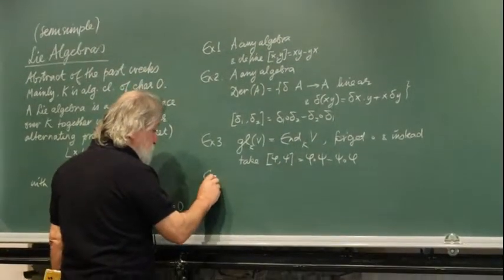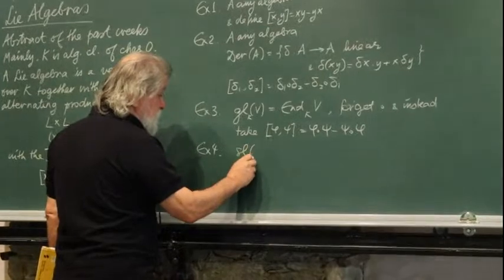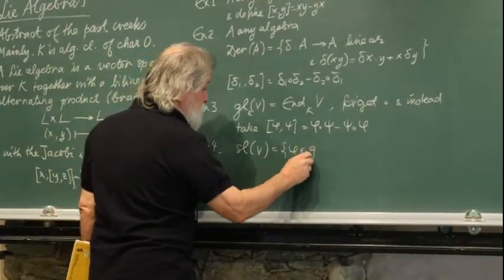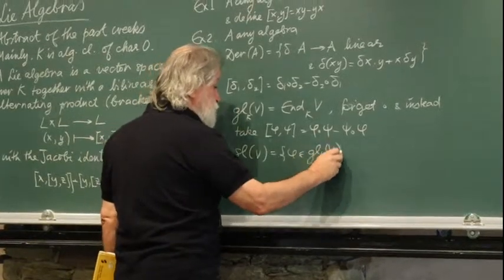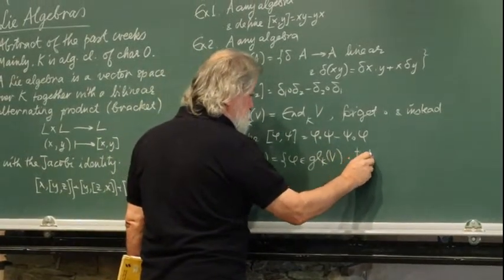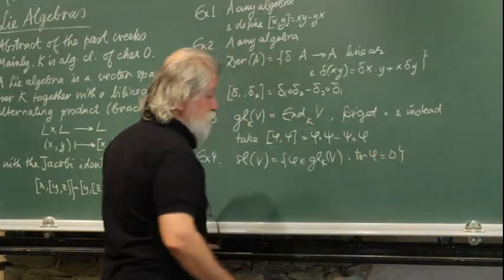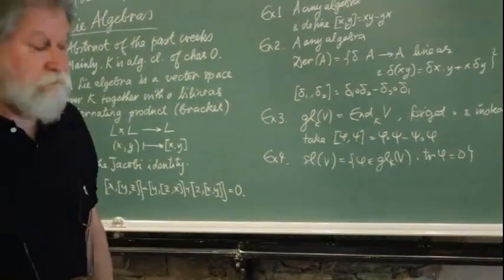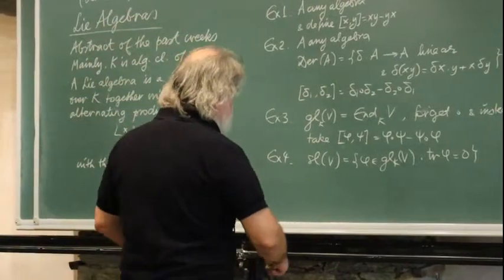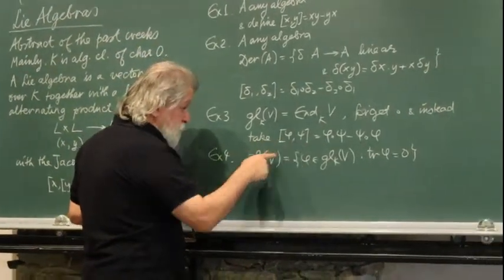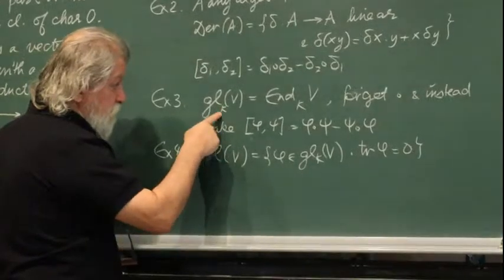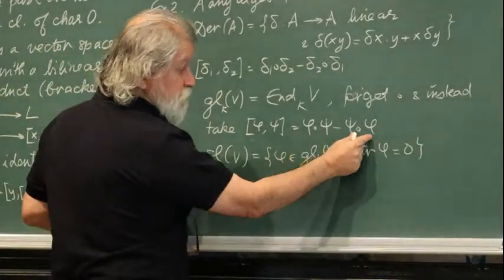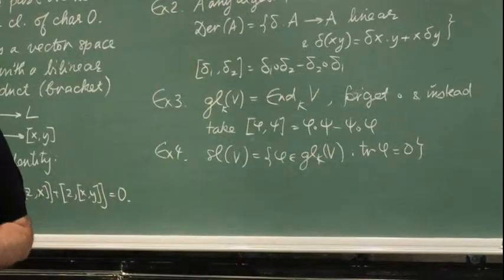Example 4, you have SLV, the endomorphisms, elements of GLV because trace is 0. This is the algebra. In fact, all these commutators are in here. For any phi, psi here, the commutators are in here because trace of this is equal to trace of this.